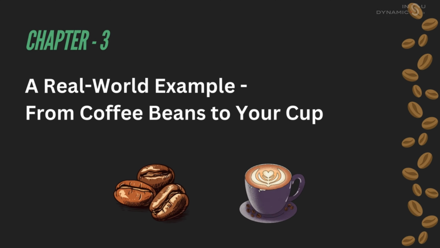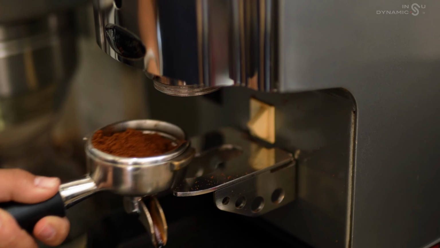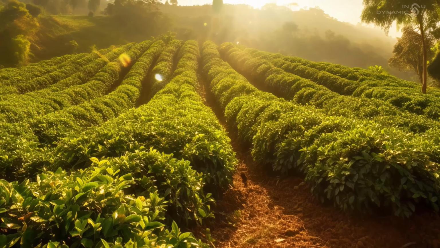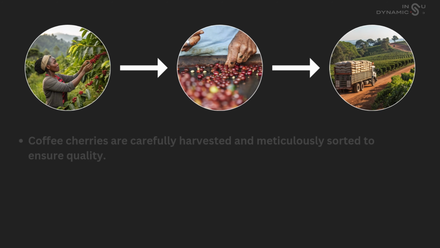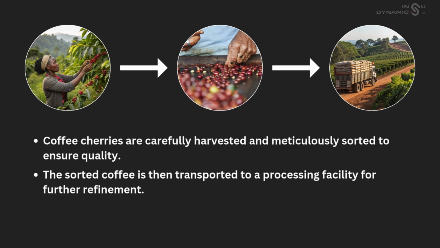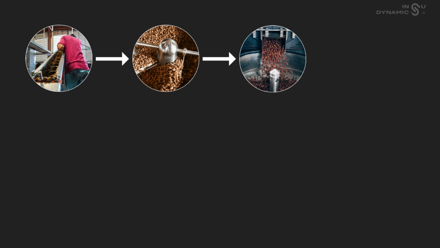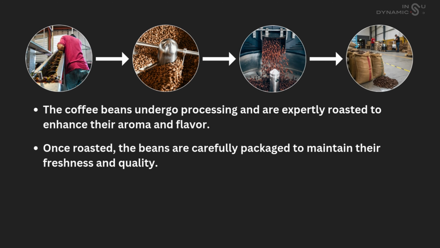Chapter 3. A real-world example of supply chain. Let's break down the journey of your morning coffee, starting right at the source. The process begins at coffee farms in regions like Colombia or Ethiopia, where farmers grow and harvest coffee beans. These beans are the essential raw material for your coffee. The beans are then transported to a roasting facility where they undergo roasting to enhance their flavor. From there, they are either packaged as whole beans or ground, depending on the product.